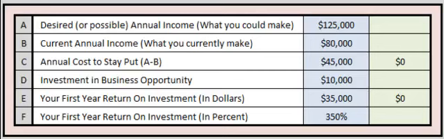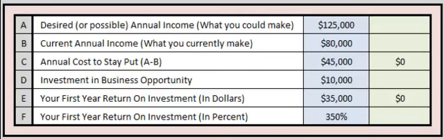So the annual cost to stay put, or row C then, is the difference between what you're making right now and what you could make. In this case, we simply subtract $80,000 from the $125,000 and come up with a cost of staying put, or cost of not moving forward, of $45,000.